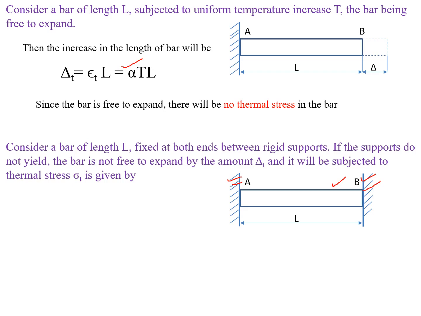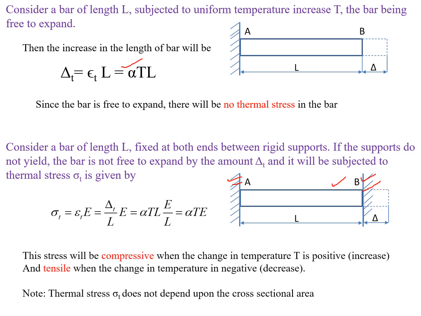See here, the member is free to expand. Let us consider this is the free expansion, that is delta, due to the temperature rise. But due to the fixed supports, these fixed supports try to contract the member against the expansion. So the fixed supports are contracting the member. We know that due to compressive stresses in the member, it will contract. So the type of stresses generated are compressive stresses.